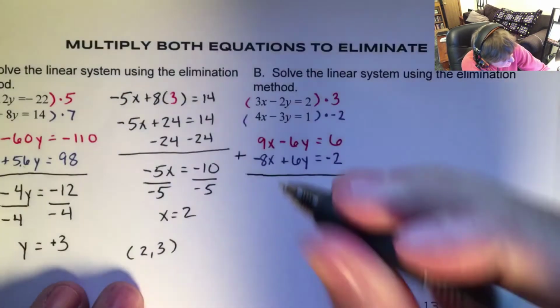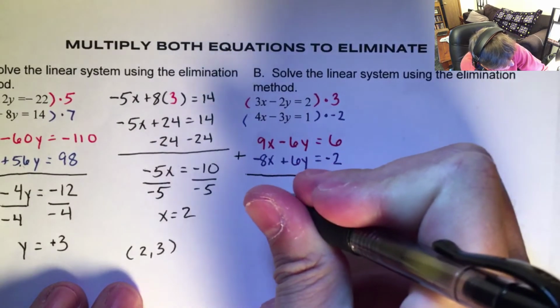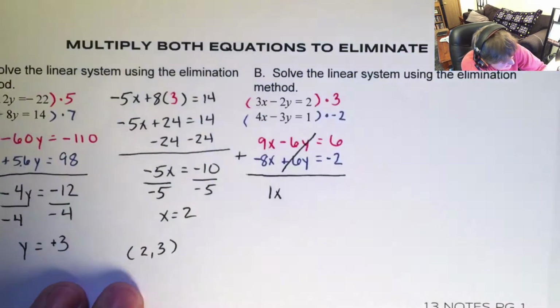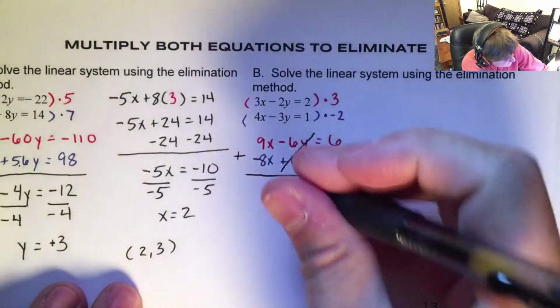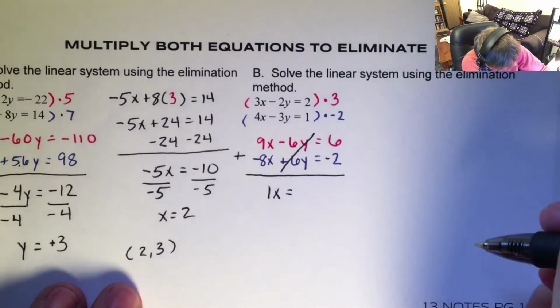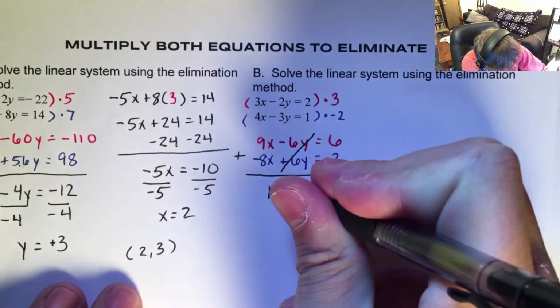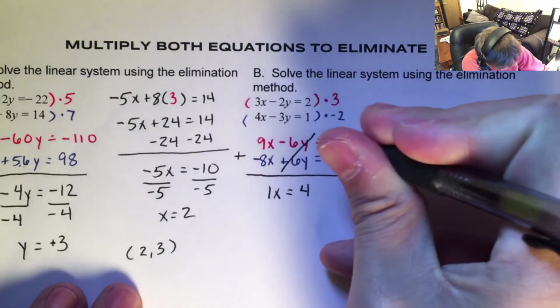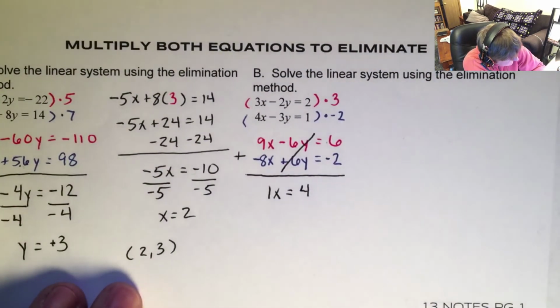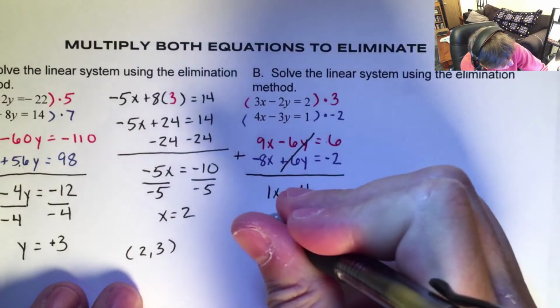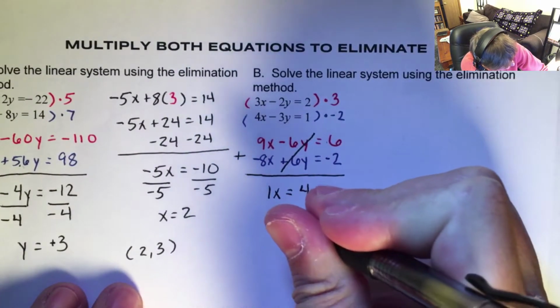9x plus negative 8x is going to be a positive 1x. These are going to cancel out completely. And then here I'm going to have 4, because there's 4 more positives in this 6 than negatives in that 2. If you wanted to, you could divide by 1. Otherwise, this is the same as just saying x is equal to 4.